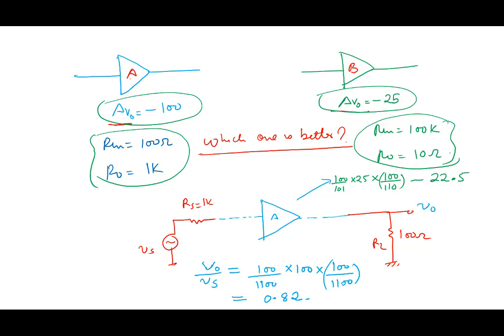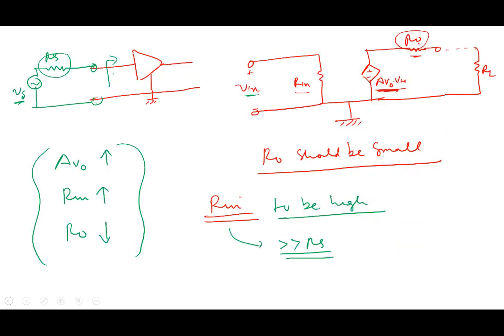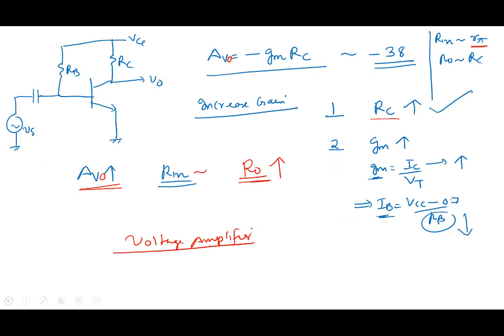So all three are important figures. AV0 is important, Rn is important, R0 is also important. All three are important for us. So in that case, let's go back and look at this. Remember this diagram? Yes, let's go and look at this.